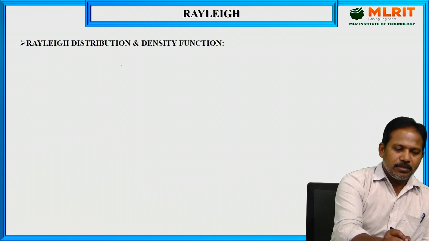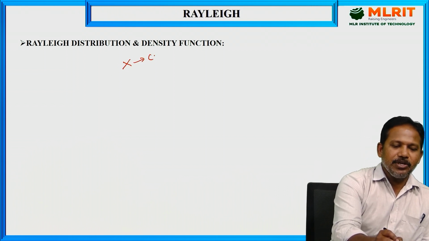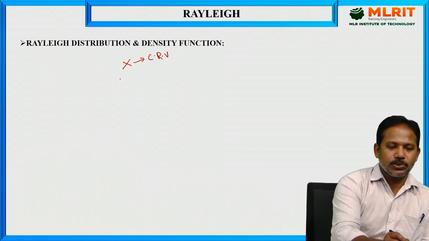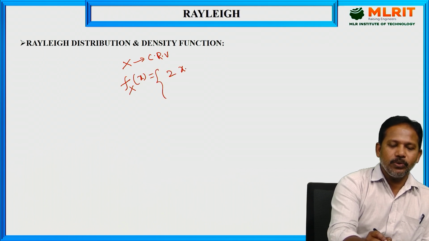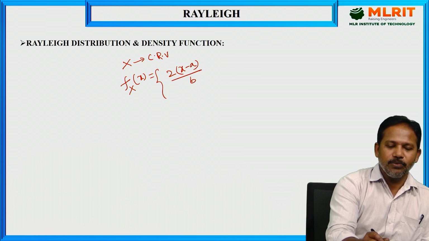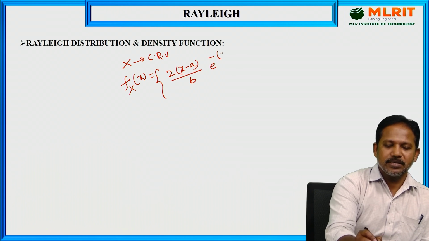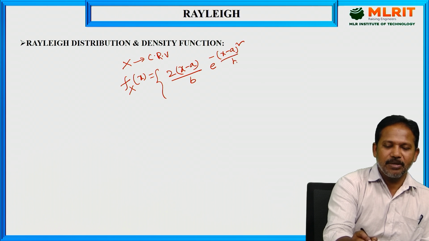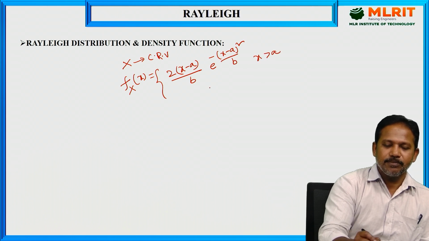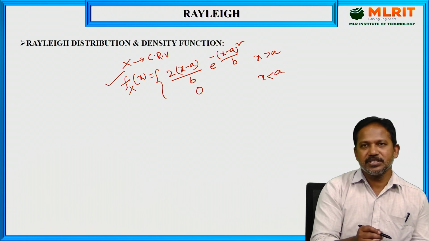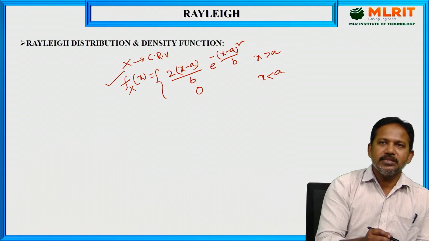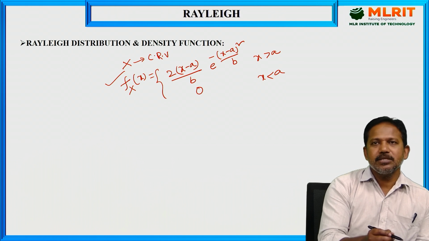So here also my random variable x is a continuous random variable. For the Rayleigh distribution and density function, first of all I need to write the density function, that is f_X(x) is equal to 2 into (x minus a) by b into e power minus of (x minus a) whole square by b for x greater than a, and 0 for x less than a. This is my density function for Rayleigh.